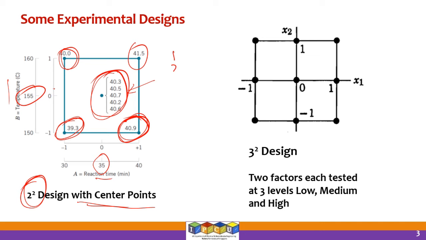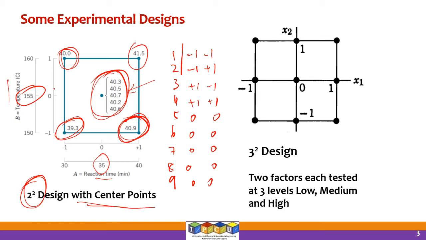So you'll have runs 1, 2, 3, 4, 5, 6, 7, 8, 9. You'll have coupons where you might just say this is -1, -1. If you just go with standard form, you will have -1, +1, +1, -1, let's say +1, +1, and then 0, 0, 0, 0, corresponding to the 5 replicates at the center point. So these are the 9 experimental runs in, let's say, standard form.